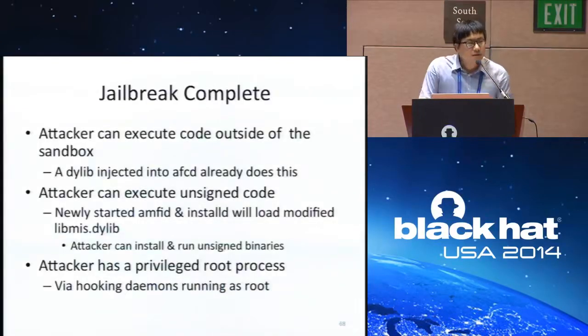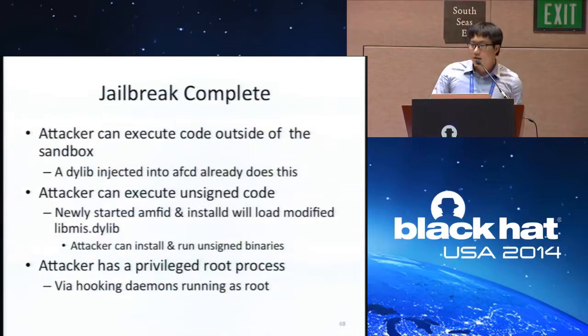From our attack process, an attacker can execute code outside of the sandbox. By the injected dylib, before the initiation of the sandbox of AFCD, we can catch the point where we can execute code outside of the sandbox, and the attacker can execute unsigned code as shown in the video. Also, the attacker has a privileged root process by hooking a root daemon such as AMFID. Through the attacks, we can achieve escaping of the sandbox by bypassing the code signing check and get root on the device.